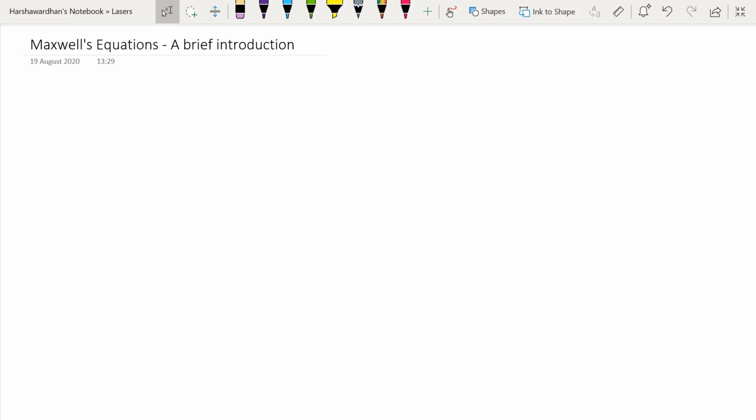Hello. So now we are going to look at Maxwell's equations, which form the basis of all electromagnetic interaction. These are four equations that govern the sources, which are charges and currents, and the corresponding fields, which are electric and magnetic fields. A self-consistent description of all this is what comprises Maxwell's equations.